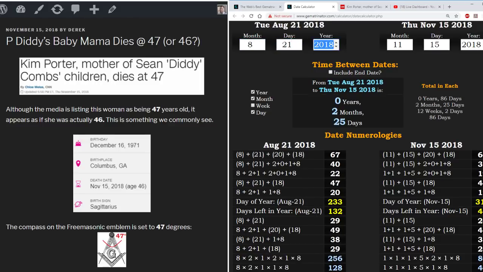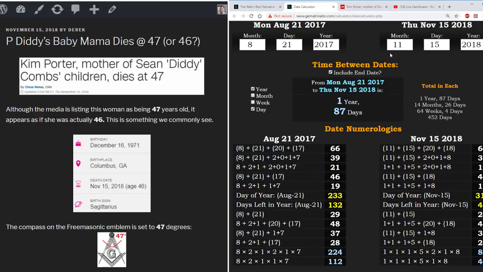Last year's eclipse was on the date August 21st of 2017. And if you measure to the date November 15th, you find it's a span of 1 year and 87 days. This 187 number might look a little bit familiar to you. This is the homicide code in California.